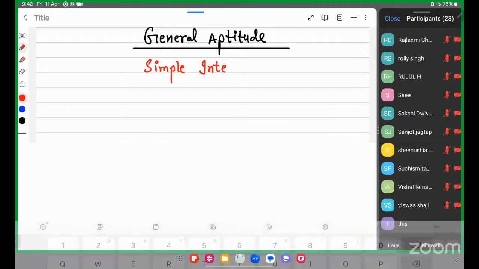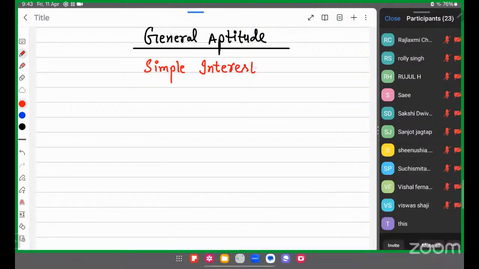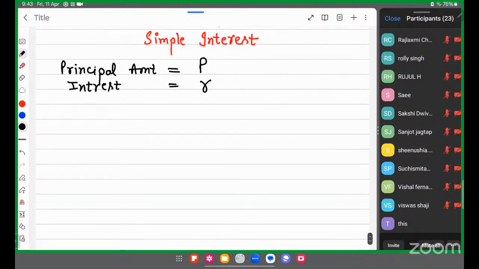Simple interest. First point is principal amount. Principal amount is the amount which is taken or given initially. It is given by P. Second is interest. Interest is the extra amount which we are giving or taking on the given or taken amount, that is the principal amount. That is known as interest. It is given by R percent, per annum or monthly.